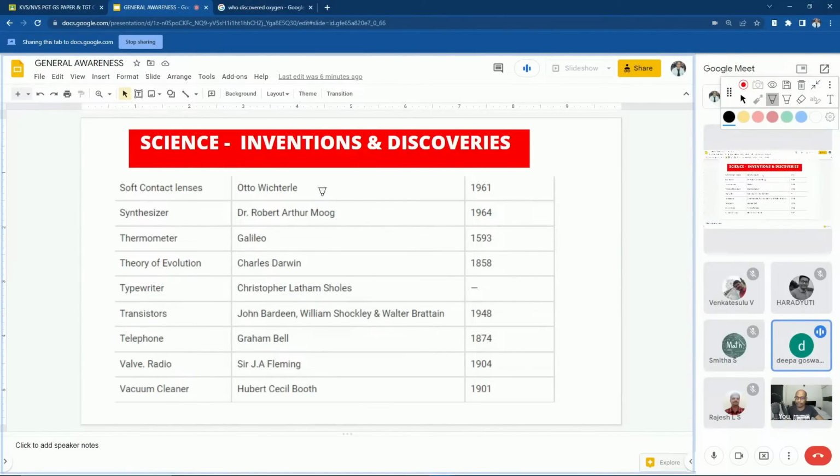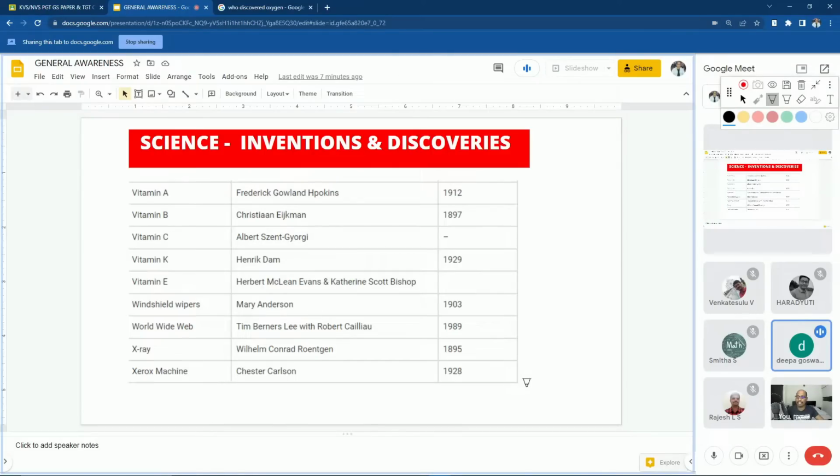Soft contact lenses, Otto Wichterle, 1961. Synthesizer, Dr. Robert Arthur Moog, 1964. Thermometer, Galileo, 1593. Theory of Evolution, Charles Darwin, 1858. Typewriter, Christopher Latham Sholes. Then transistor, John Bardeen, William Shockley, and Walter Brattain, 1948. Telephone, Graham Bell, 1874. Valve radio, Sir J. A. Fleming, 1904. Vacuum cleaner, Hubert Cecil Booth, 1900.